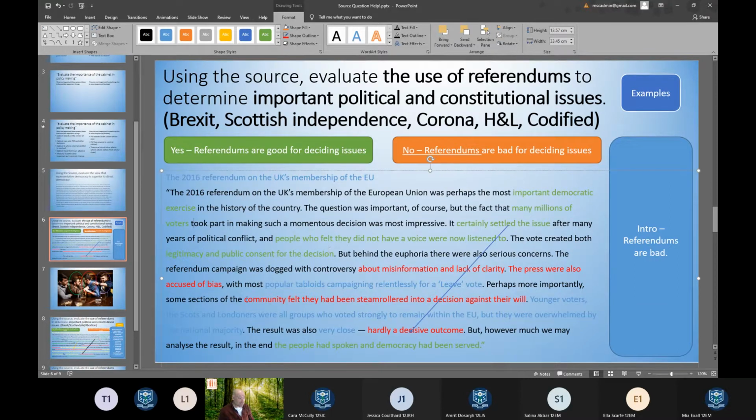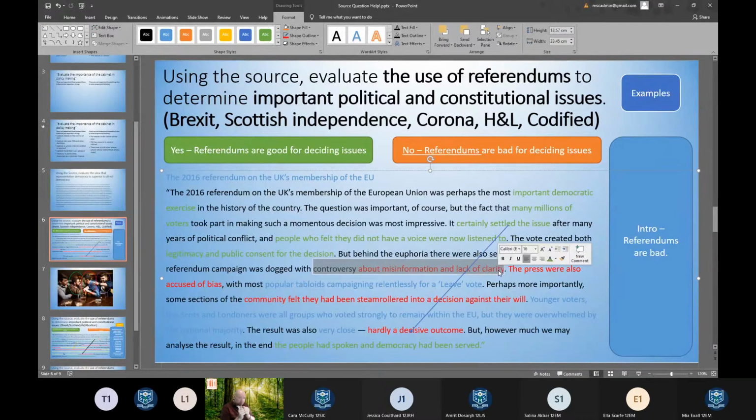But actually, if I think here, more importantly, some sections of the community felt they had been steamrolled. Well, if loads of people take part, but then loads of people feel that they're forced into a decision they don't like, that feels to me like quite a good fit. Now, note what I'm saying here. I probably could make many millions of people took part fit with misinformation and lack of clarity. I could probably say, well, loads of people took part, but if they're taking part on the basis of facts that are wrong, then that doesn't work. I could probably make that fit.